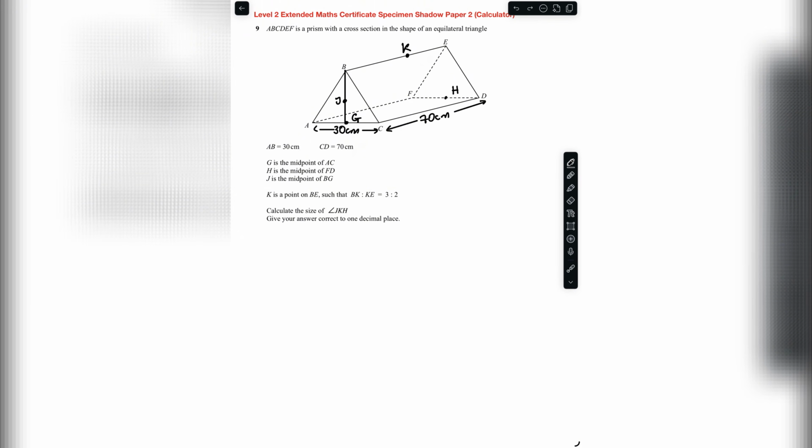And given as we need to calculate the size of angle JKH, I'm going to create a triangle connecting the points J, K, and H. So angle JKH is this angle here, and I'll label this as X.